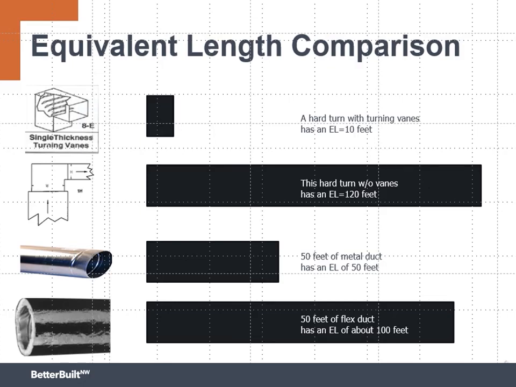Hopefully the simplest thing I say today is that 50 feet of straight metal pipe has an EL of 50 feet. On the other hand, flex duct, improperly installed, say it has 15% compression, that 50 feet of flex duct can have an EL of 100 feet.